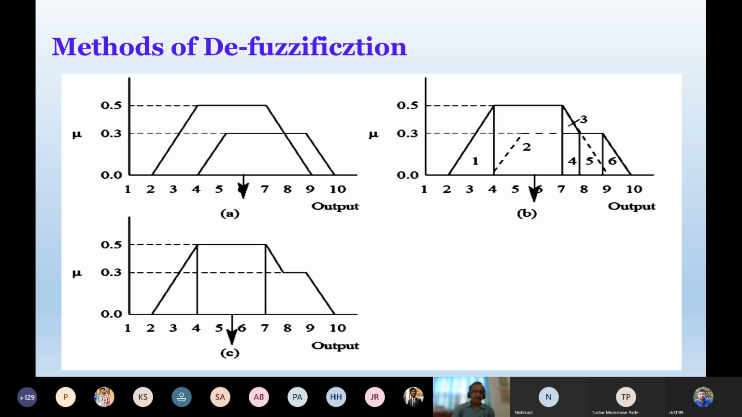Now the third method is your mean of maxima method. Now here, in the second method, that is the centroid method, one of the drawbacks of the center of sums method could be eliminated. What is that? The same subregion will not be considered more than once. But once again, this remains computationally expensive.